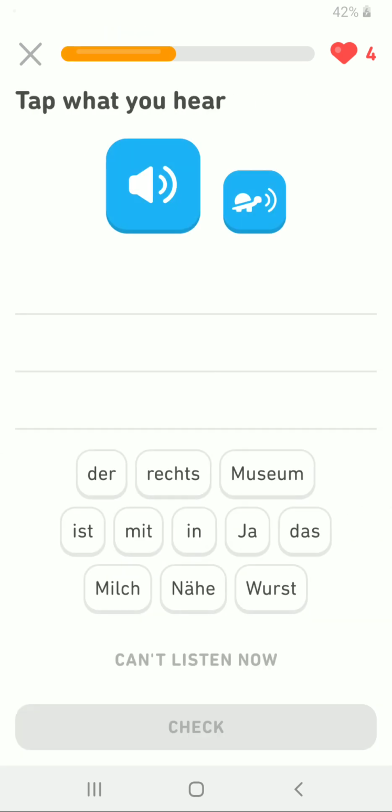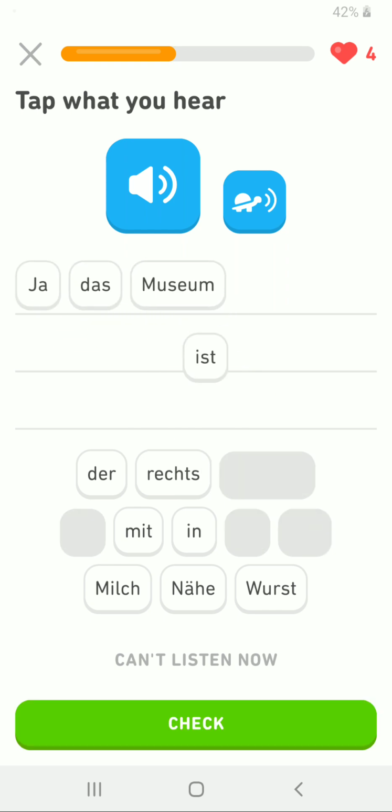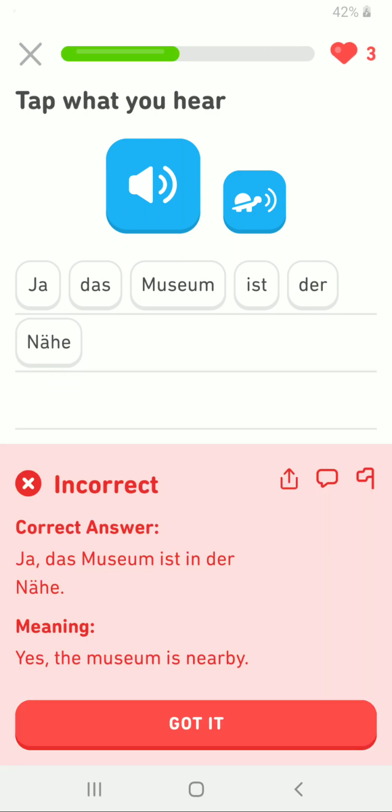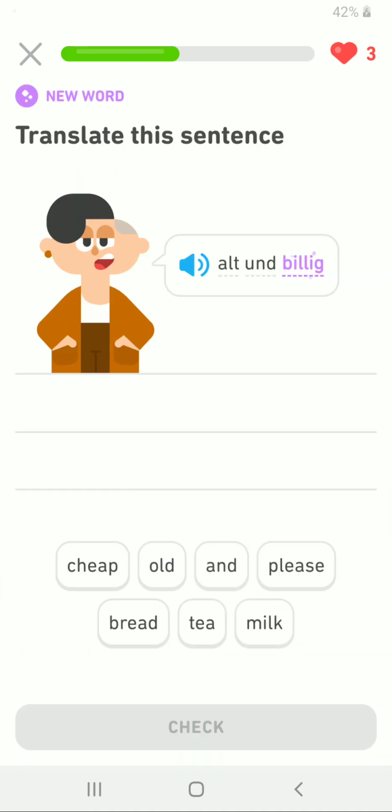Ja, das Museum ist in der Nähe. What's wrong? Ja, das Museum ist in der... Oh, ist in der Nähe. Okay, I missed the "in".